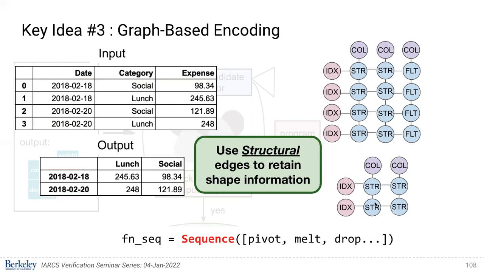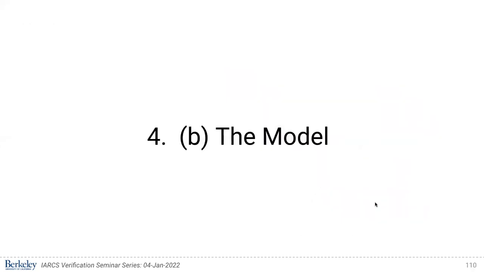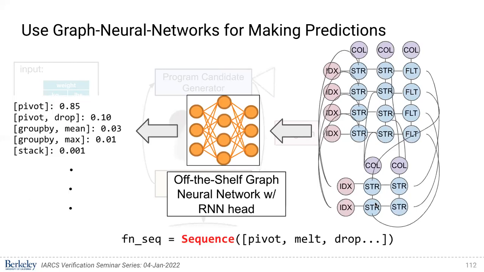So overall, in the encoding, we also use structural edges. In the 2D structure of the table, there are rows and there are columns, so we just retain that information as edges. Overall, the graph looks like this, and it captures these relationships. For the model, we just use an off-the-shelf graph neural network with an RNN head, because we need to output a sequence of functions. We train this model to take this graph in and output a distribution over the sequences.